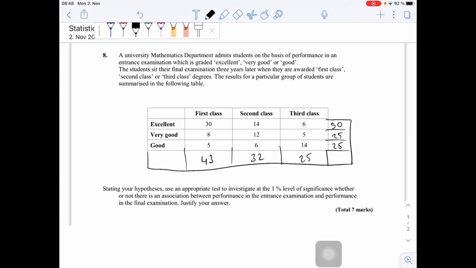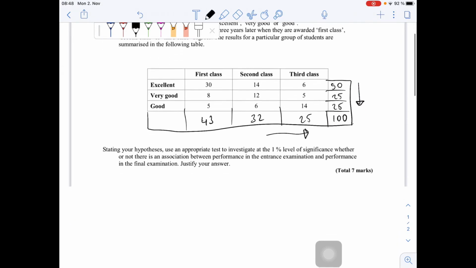The common mistake is my students add them up here and then add them up here and write down 200, which is wrong. How many students are there actually? Just first class, second class, and third class: how many students? 100. Or excellent, very good, and good: how many? 100. There are only 100 students.